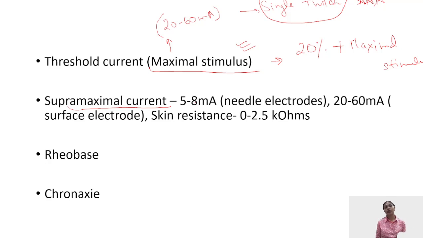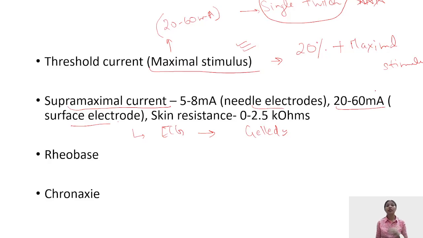For neuromuscular monitoring, we can use two types of electrodes. One is the needle electrode, which provides us with a current of 5 to 8 milliamperes, whereas what we generally use are the surface electrodes. I hope you all have seen those ECG electrodes, right? They are your surface electrodes. The only difference is that the normally used ECG electrodes don't have a pre-gelled undersurface. These ECG electrodes are gelled, which helps to increase the conductance. They provide us with 20 to 60 milliamperes.